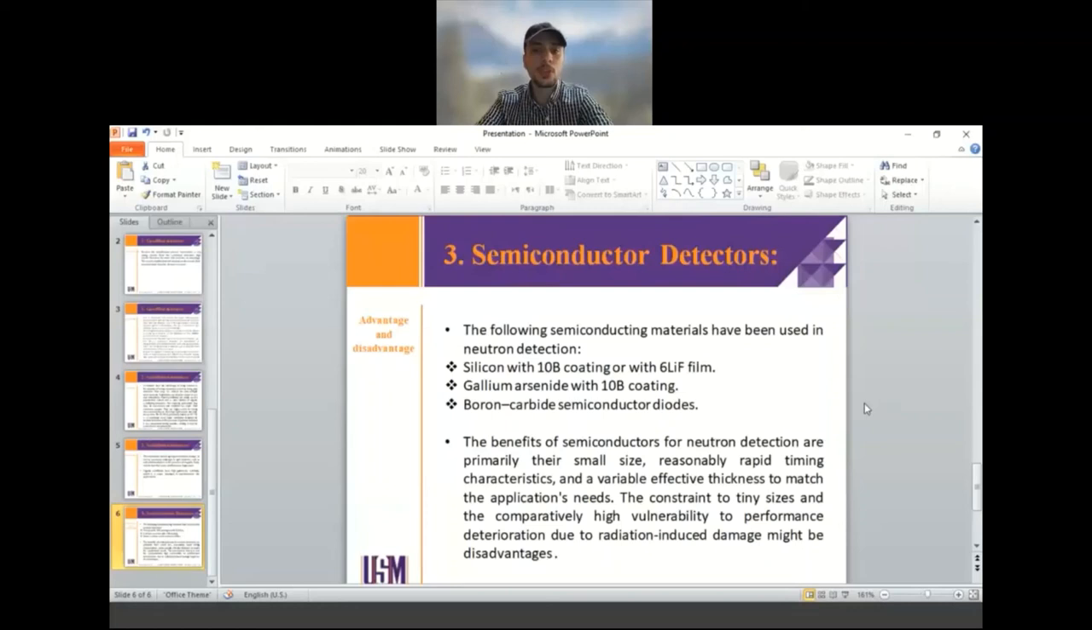The benefits of semiconductors for neutron detection are primarily their small size, responsive rapid timing characteristics, and variable effective thickness to match the application need. The small size and the comparatively high vulnerability to deterioration due to radiation and side damage might be disadvantages.